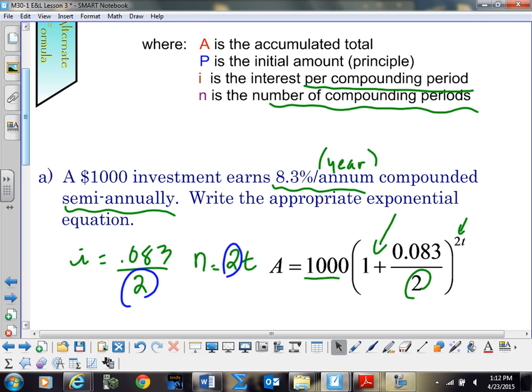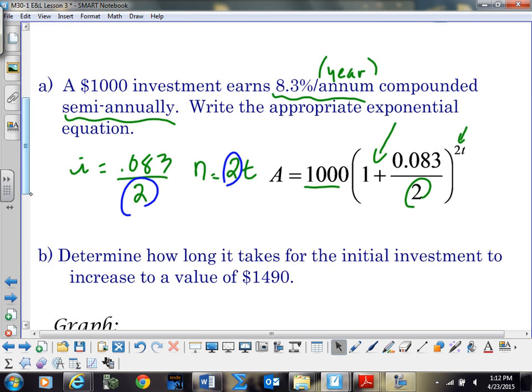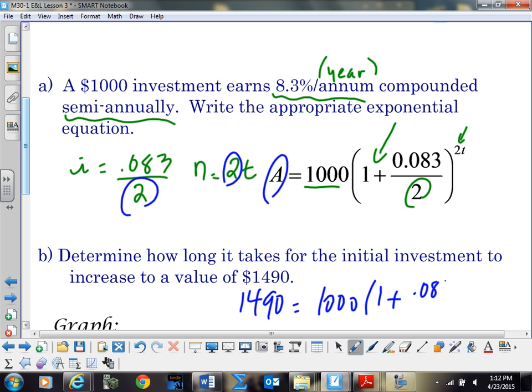Okay, now if we had to solve a question using this formula, determine how long it takes for the initial investment to increase to $1,490. So our A value is $1,490. The original amount is 1,000. And our equation would look like this.